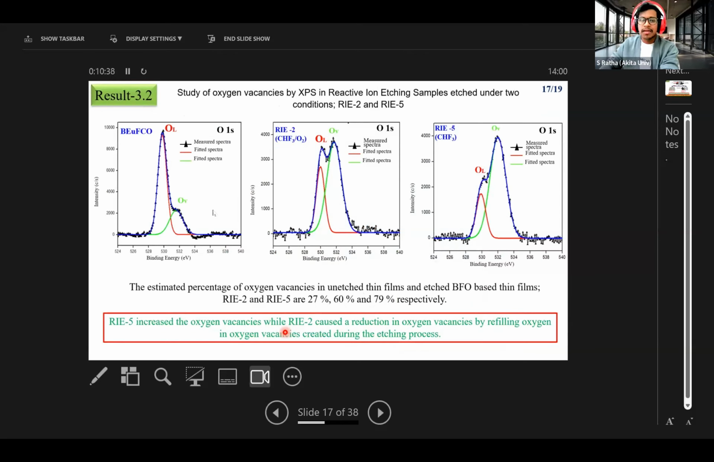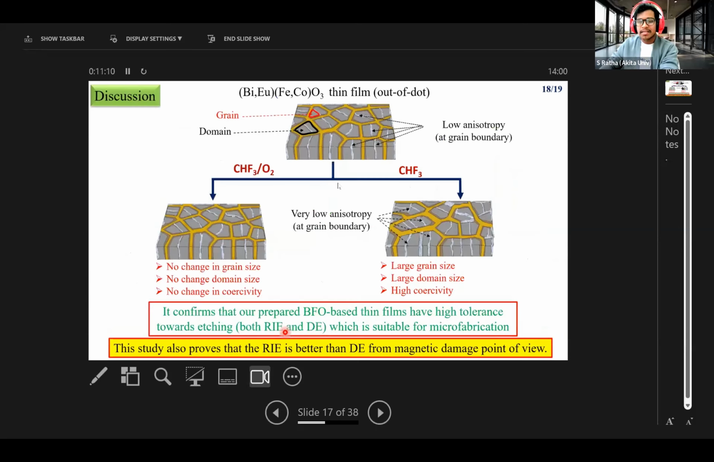To confirm that, this is our base material. We did an XPS study. This is our base material, and this is in the presence of oxygen. This is without oxygen. You can see there is a beautiful change in the oxygen vacancy. When the material is not etched, 27% oxygen vacancy is found. When we etch the material in the presence of oxygen, 60% oxygen vacancy we found, but when there is no oxygen, the oxygen vacancy also increased. And here also we confirmed that in the presence of oxygen, the magnetic damage is very small.